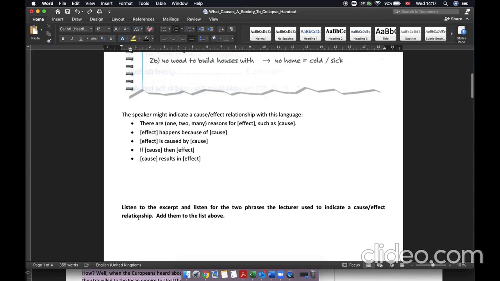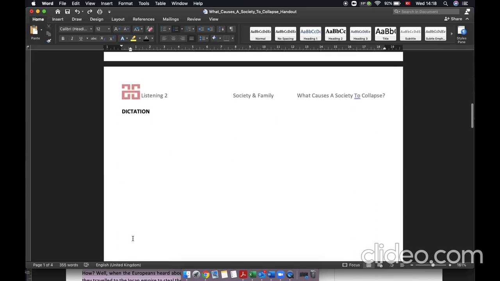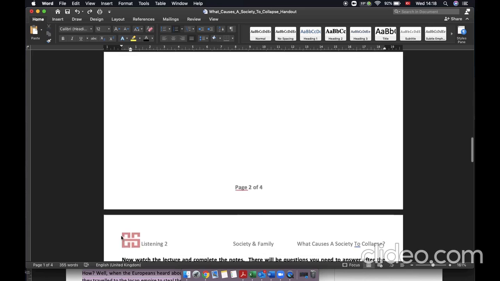Here, you need to listen to the short audio for skills focus, and you need to note down the two phrases the lecturer used to indicate a cause and effect relationship, and you need to add them to the list here. After this part, there is a dictation section. There is a dictation exercise. Listen to the audio file and note down the sentences.